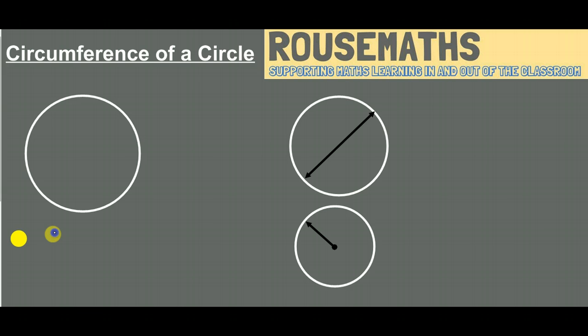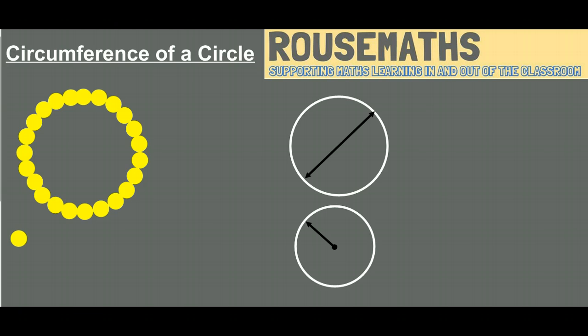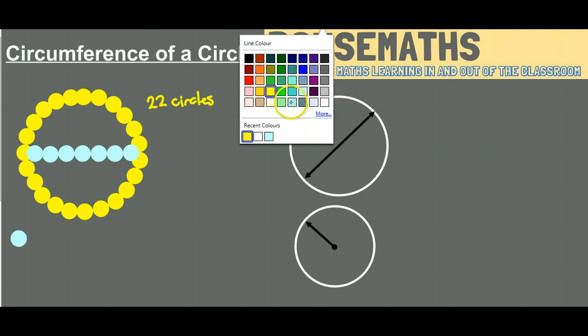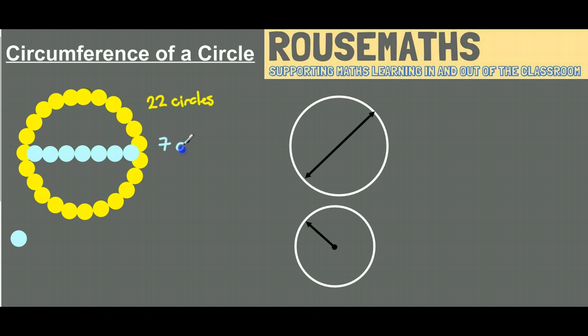So I've got this circle here, and I've got many of them actually, as many as you like. I'm going to put them around the circumference of the circle. So I've managed to get 22 circles. And I'm going to take blue circles and put them going from one side of the circle to the other. So as you can see, I've now used 7 circles to go across the circle.